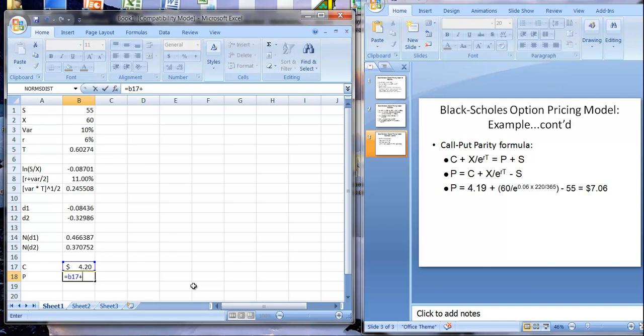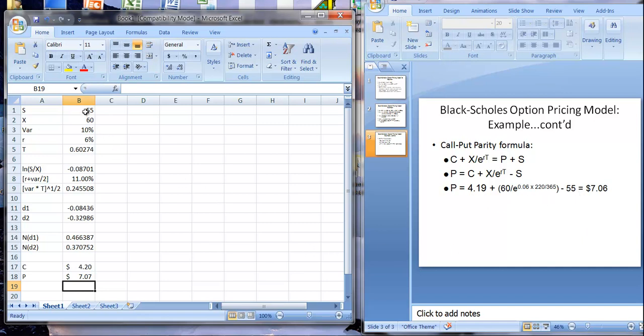We have X. The exercise price is in B2. And we need the present value of that, exponential of B4 times B5, right? That's the way you put it in. You don't put an E to the RT. You put an EXP, that's the function in Excel, and then you put R times T. Okay, minus the stock price, and the stock price is in B1. So let's hope we get the right answer. We get 707. And again, just rounding error, so that's correct.